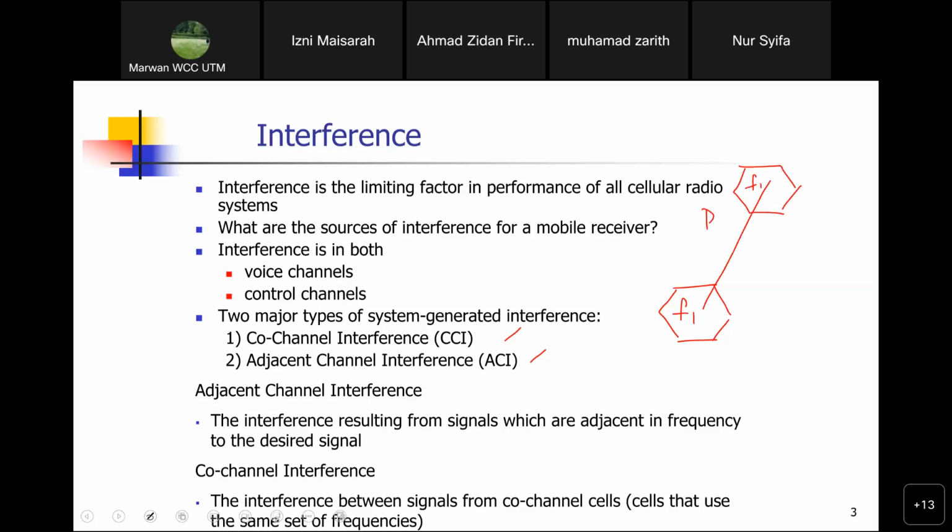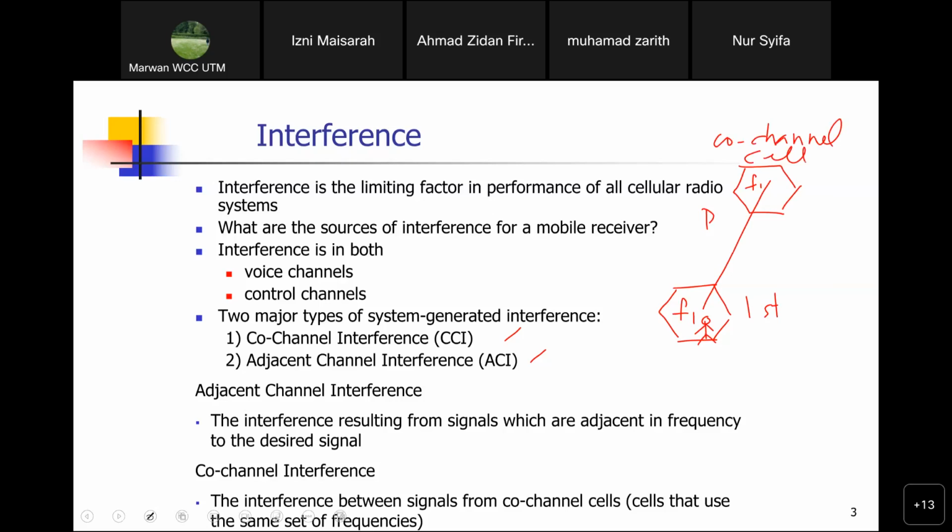If we are the user here, communicating in the first cell, we also can hear, because our handphone is tuned to the frequency f1, so we can also hear the f1 transmission from the other cell. We call it a co-channel cell, and because of that, we call it co-channel interference. So the first one is co-channel interference.